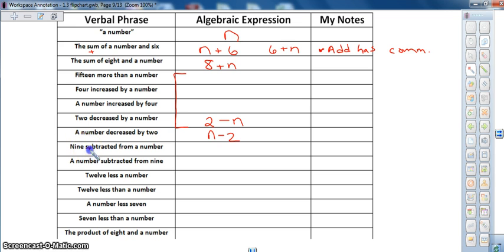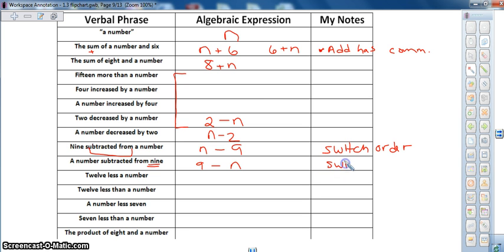9 subtracted from a number. Here's that key phrase, subtracted from. It's kind of like me saying if you have $9 and you subtract it from my 20. I would take 20 and minus 9. Switching the order. So, key note, switch order. What do we mean switch order? 9 doesn't come first, but it's n minus 9. A number subtracted from 9. A number subtracted from, again, what has to come first? 9 in this case, minus n.